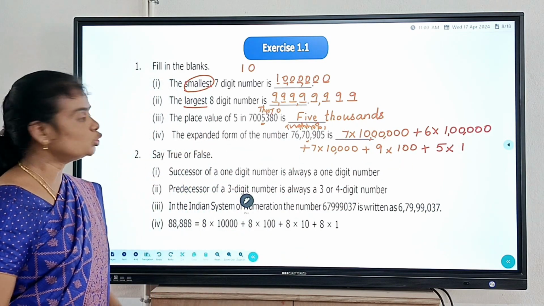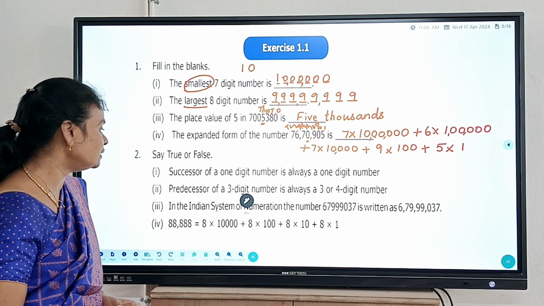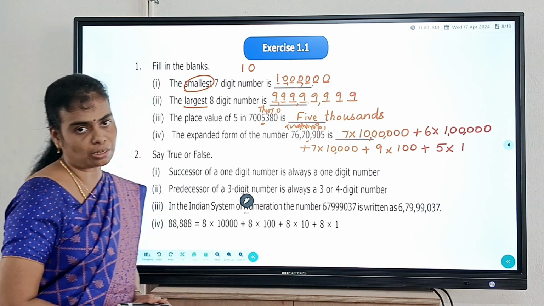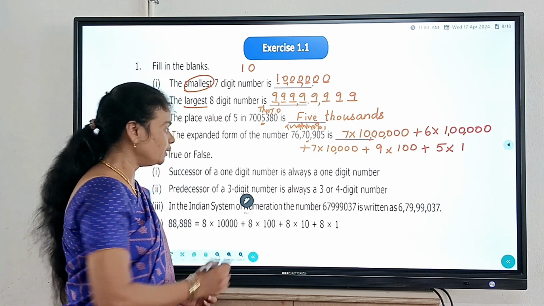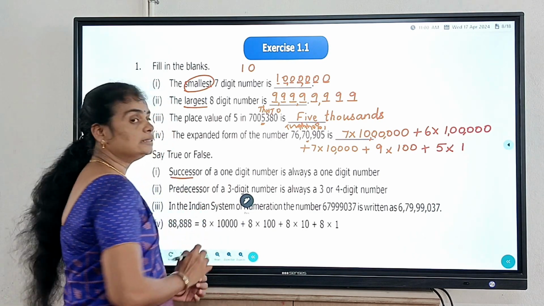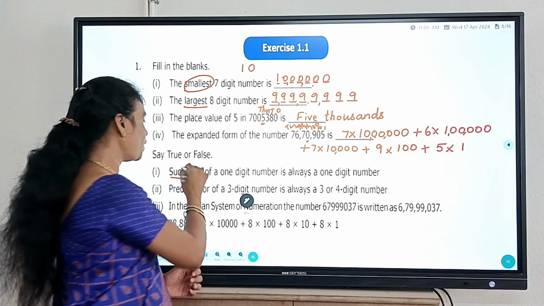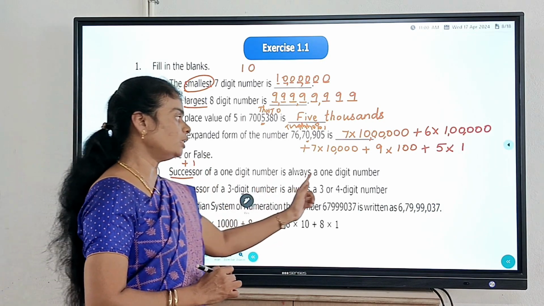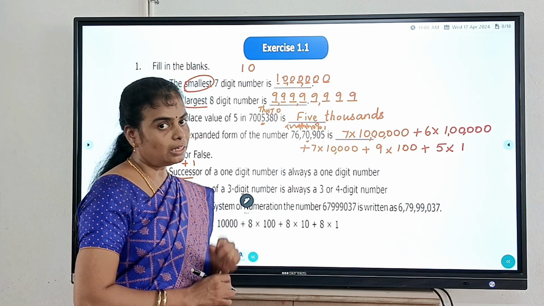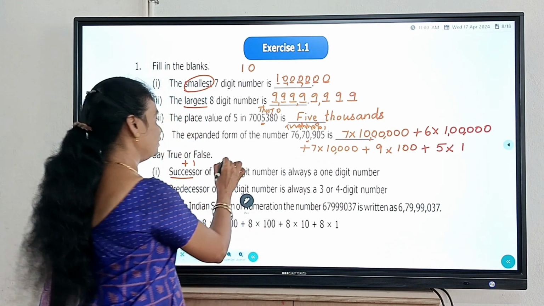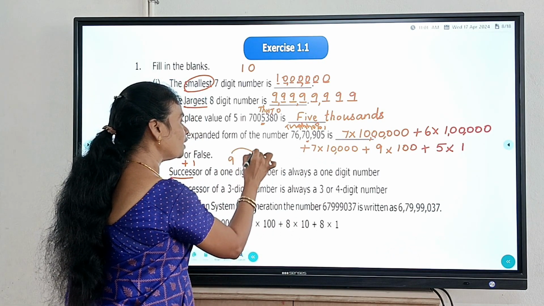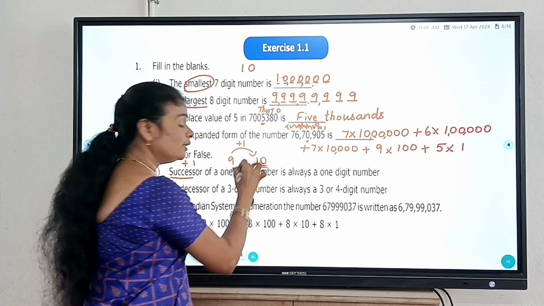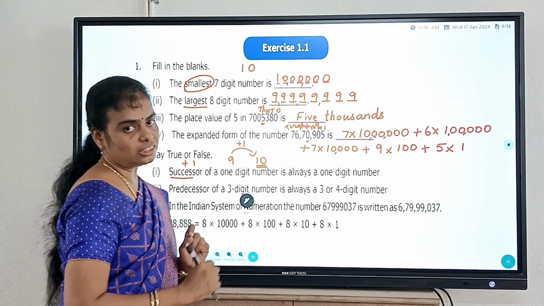Then comes the true or false. The first sum is: successor of a one digit number is always a one digit number. So as I told you already, what is a successor? Successor means plus 1. Take for example the number 9. What is the successor of 9? That is plus 1. You will get 10, where 10 is a 2-digit number.